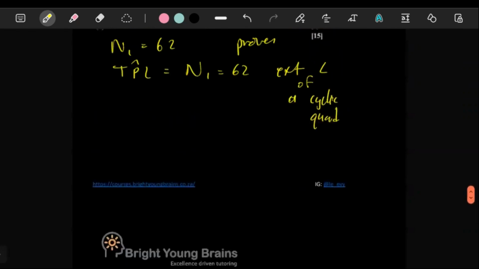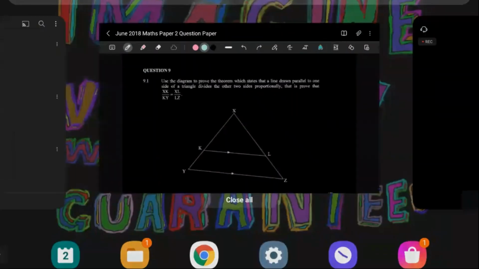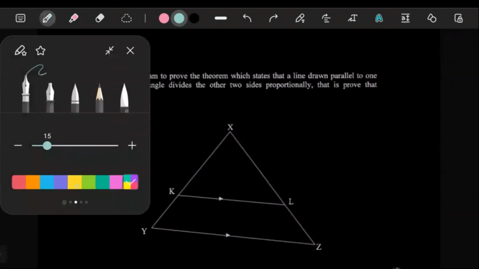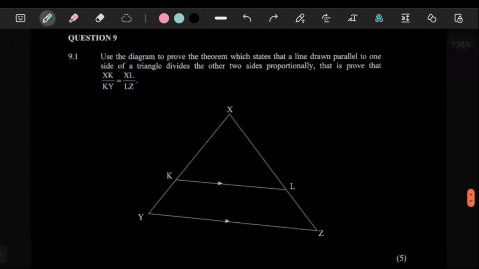Let's move on to question number 9. So for question 9, this is basically just a proof. Now this proof, they like it way too much. You really don't want to struggle with this kind of proof, and here's why. For 5 marks, they said use the diagram to prove the theorem which states that a line drawn parallel to one side of a triangle divides the other 2 sides proportionally.